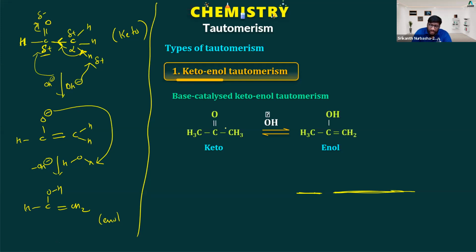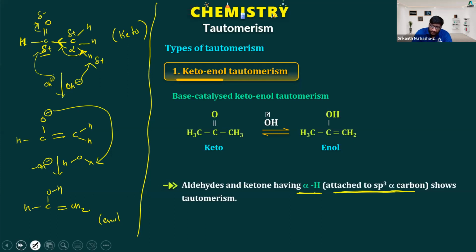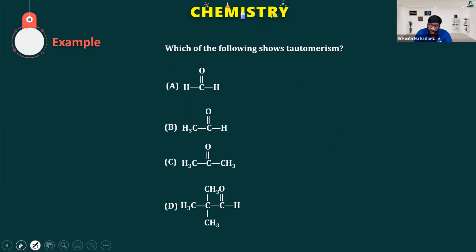So where the CH2 minus will be going into the pi electrons to move away, and this will be the way your keto and enol are going to be in dynamic equilibrium with each other. Aldehydes and ketones having alpha hydrogens attached to sp3 alpha carbon show this kind of tautomerism, right?